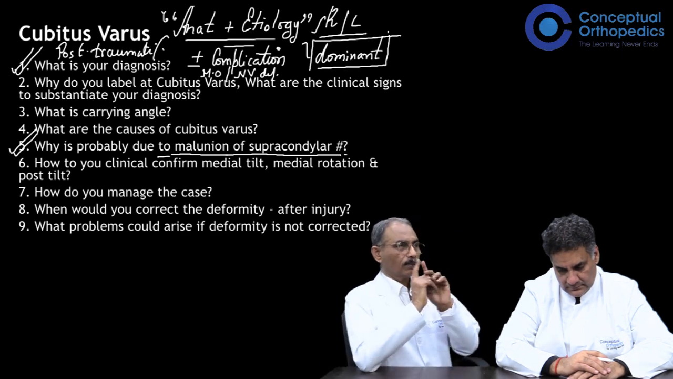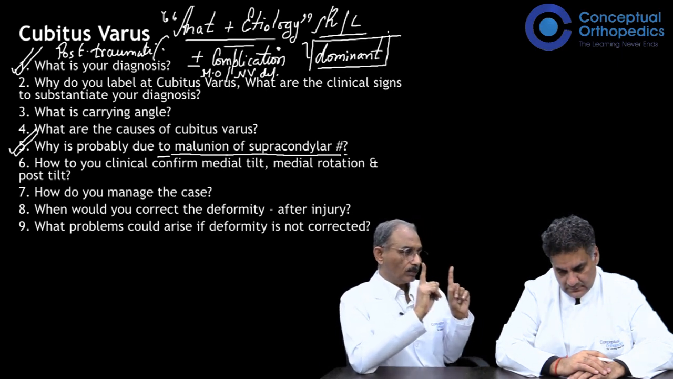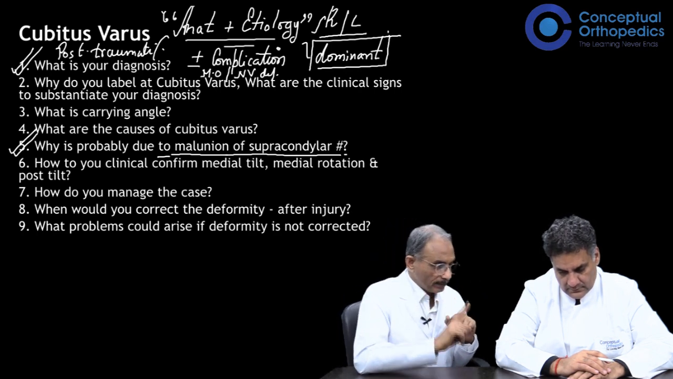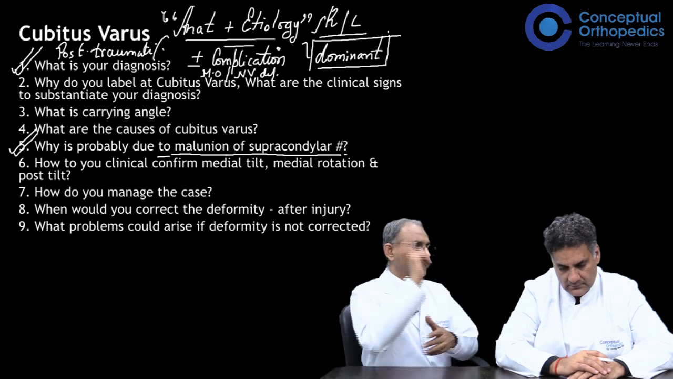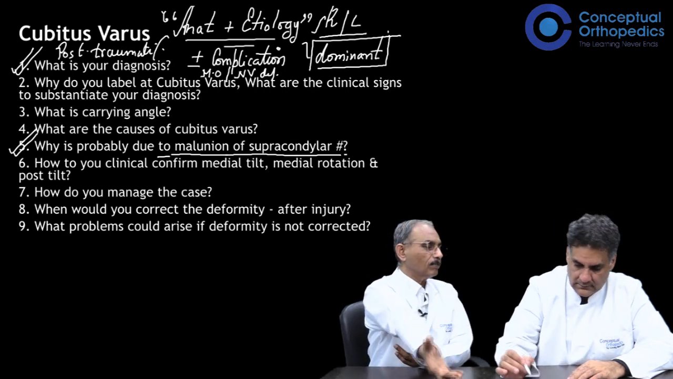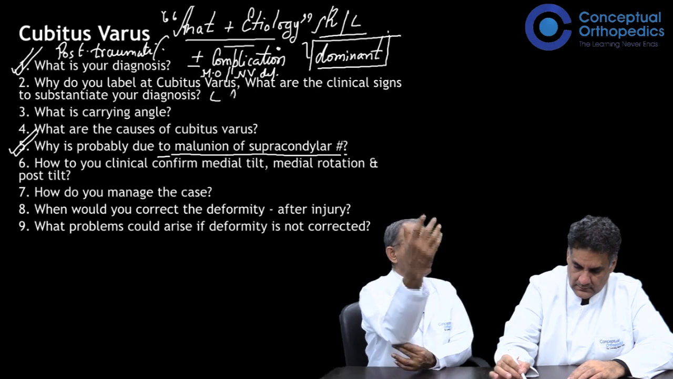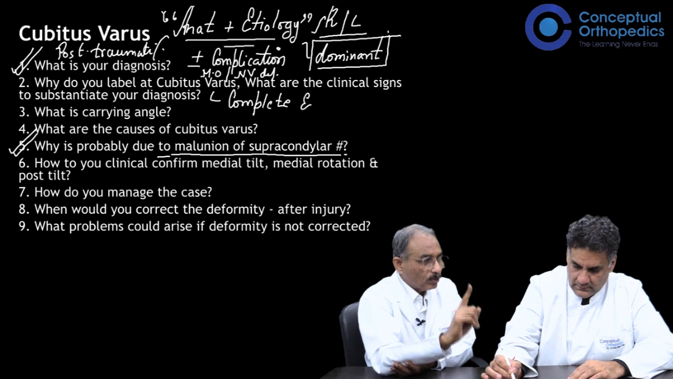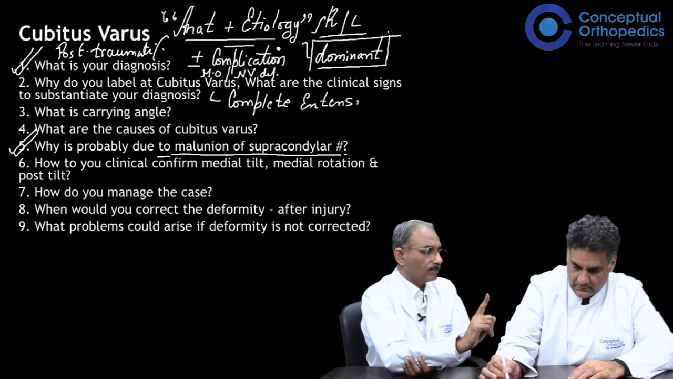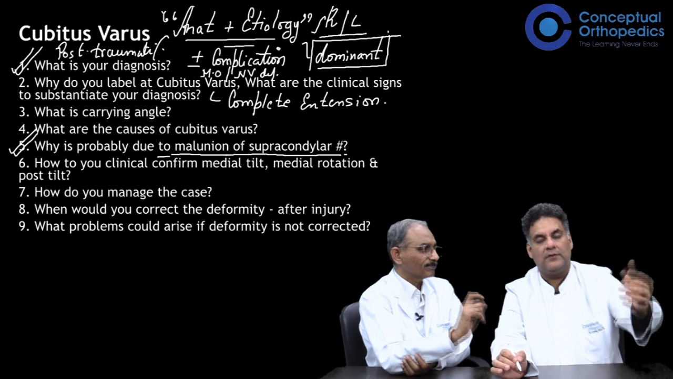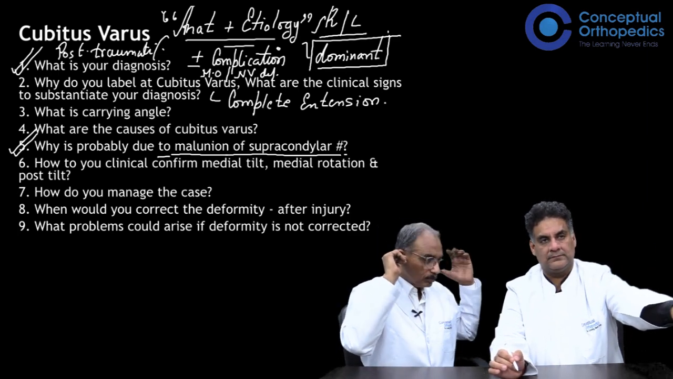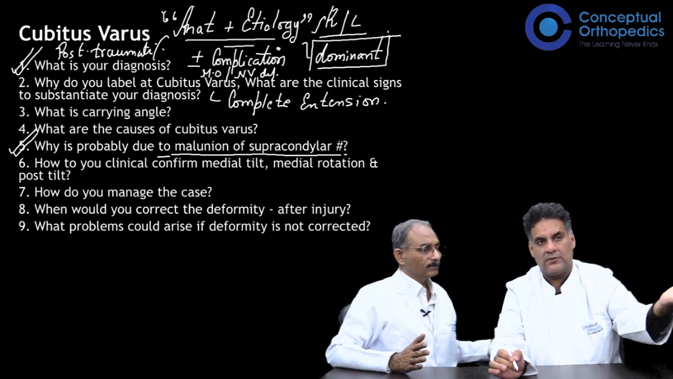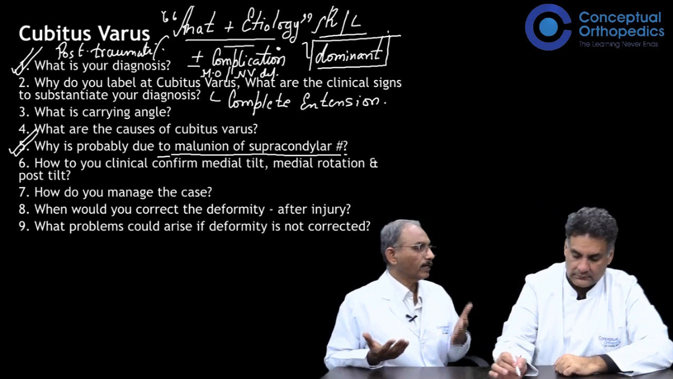Now, an important thing which a lot of students make a mistake on. To call a cubitus varus as cubitus varus, there has to be full extension of the elbow. If you cannot extend the elbow fully, please do not call it a cubitus varus. Right, so you mean to say complete extension has to be there. For cubitus varus diagnosis, complete extension has to be there. So if there's a flexion deformity, I should not be speaking. You cannot say whether it is varus or valgus.